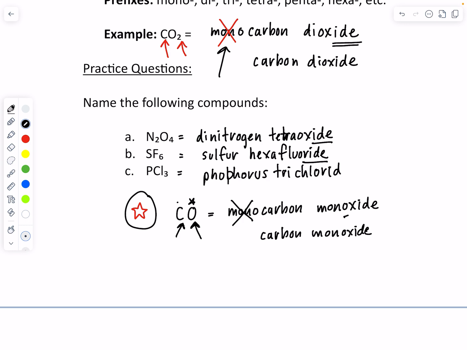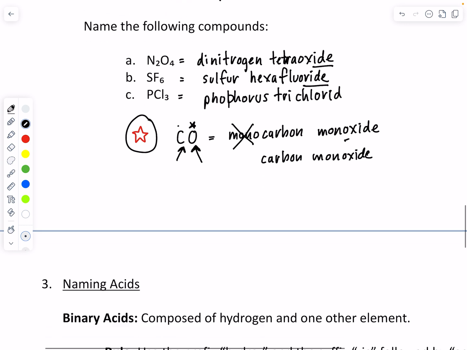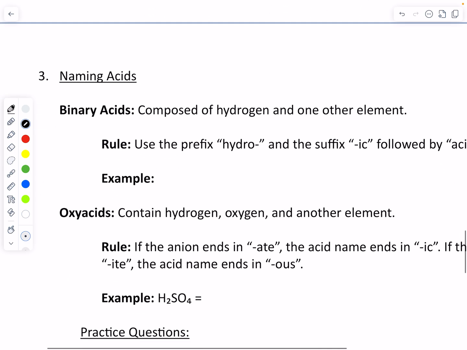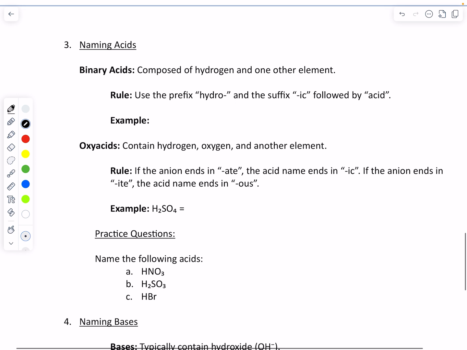Another example is naming acids. Binary acids are composed of hydrogen and one other element. We use the prefix hydro and the suffix ic, followed by the word acid. For example, HCl is a binary acid, and we call this hydrochloric acid. So we change the ending to ic and add the word acid.